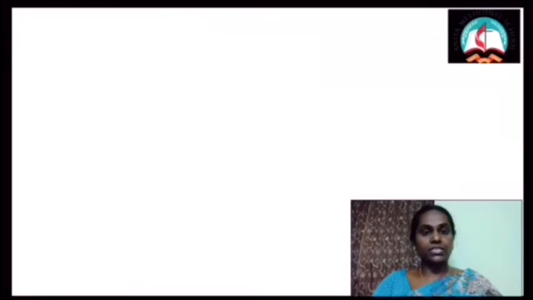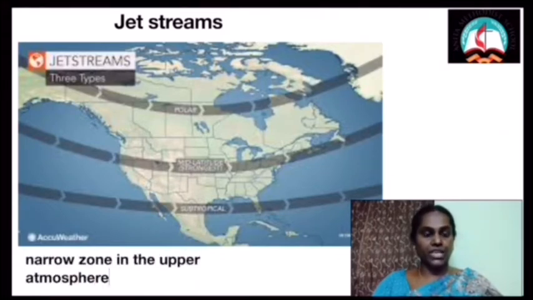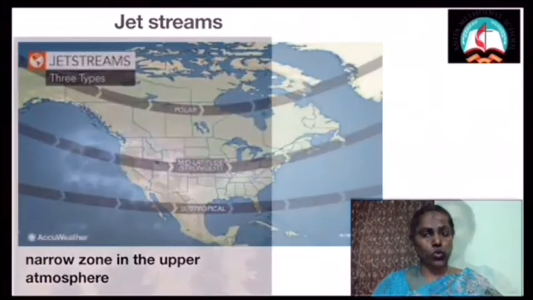Then, jet streams. Jet streams are the fast moving winds blowing in a narrow zone in the upper atmosphere. According to the jet stream theory, the onset of southwest monsoon is driven by the shift of the subtropical westerly jet from the plains of India towards the Tibetan plateau. The easterly streams cause tropical depressions both during southwest monsoon and retreating monsoon.